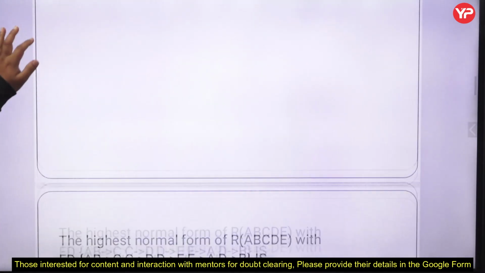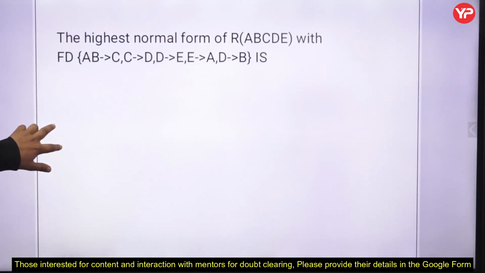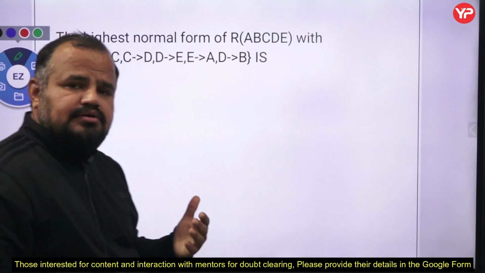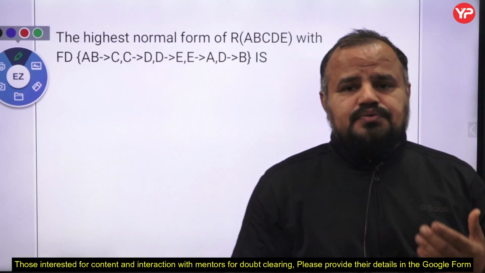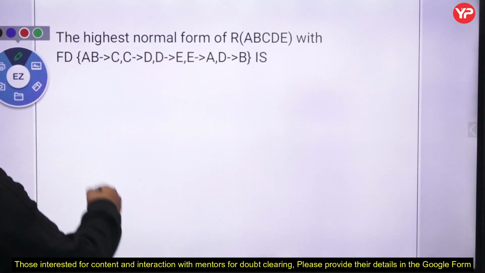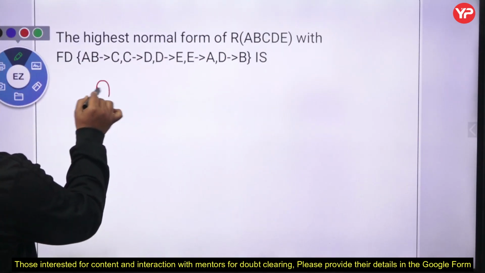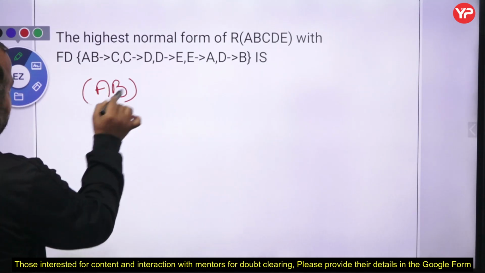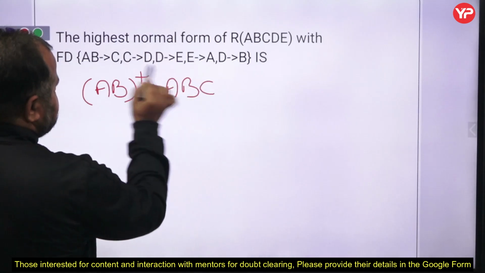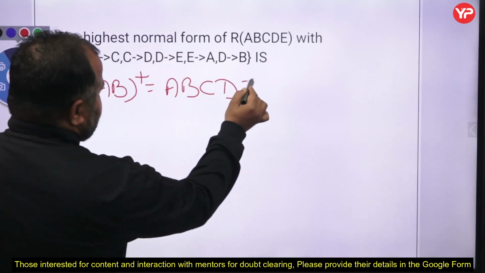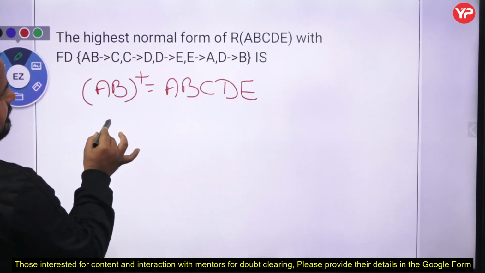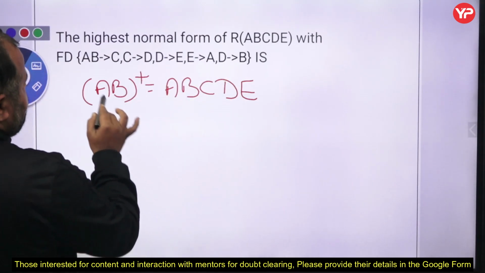Next problem, my dear students. Again we need to find out the highest normal form. To check the highest normal form, first of all you need to find out the keys or the candidate key of that relation. Now my dear students, can you tell me, is AB a candidate key or not? Find out the AB closure. AB gives you AB, AB determine C, C determine D, D determine E. Now as B is determined by D, so AB is a key.